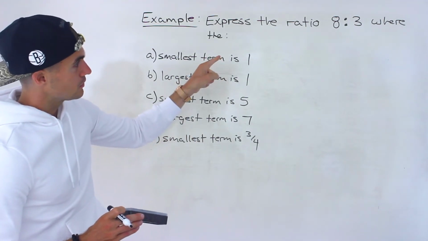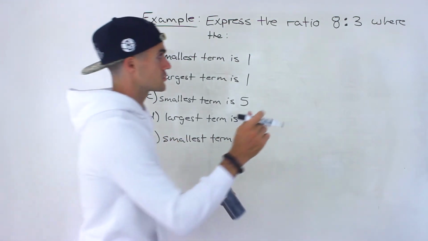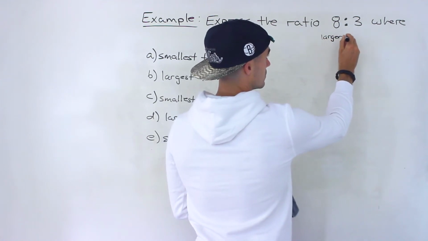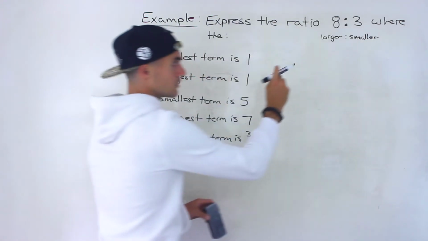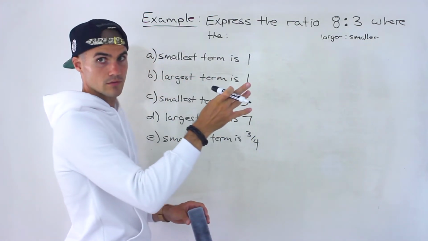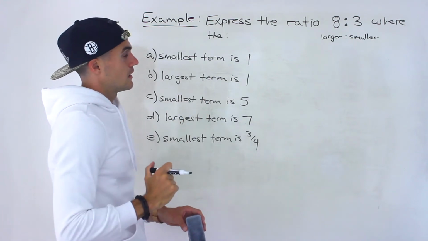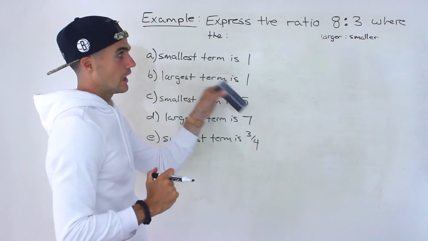Now with this particular ratio here, notice that we're given a larger term to a smaller term. So we have a larger to smaller. That's important to know. Sometimes it'll be smaller to larger, could be the other way. In this case, it's larger to smaller. And it's important because you got to make sure that it's going to be in line.